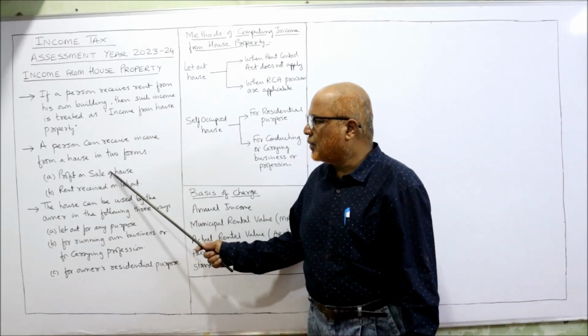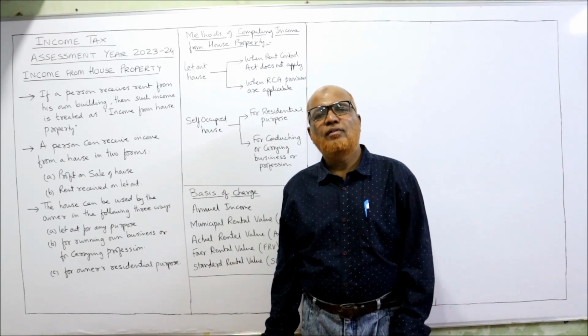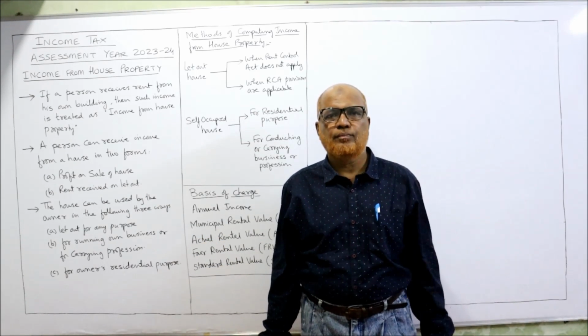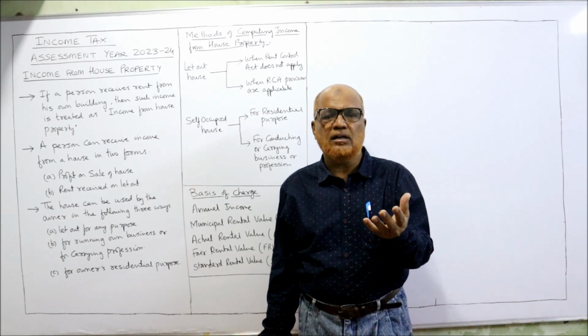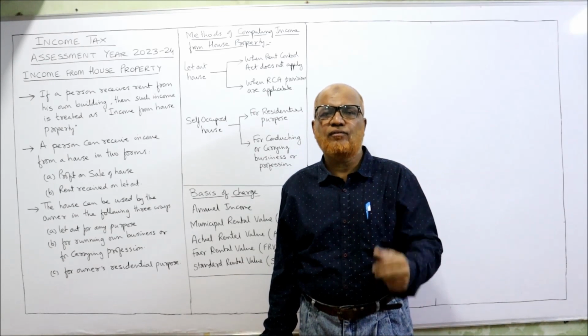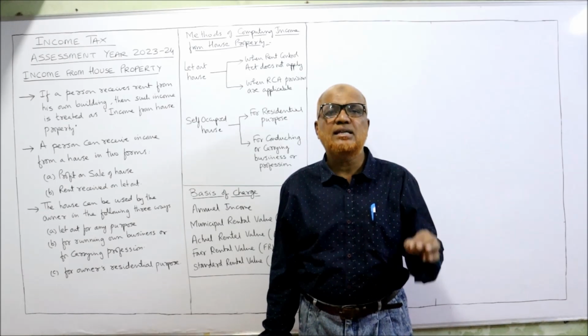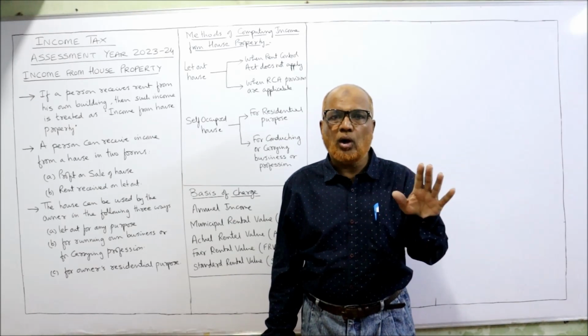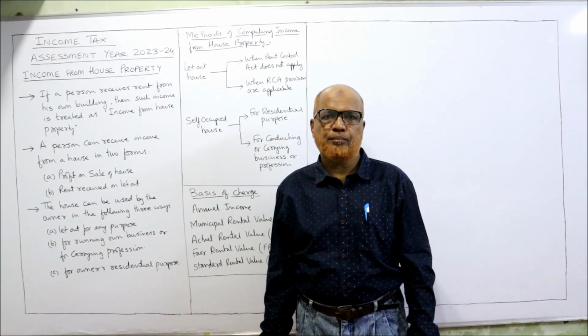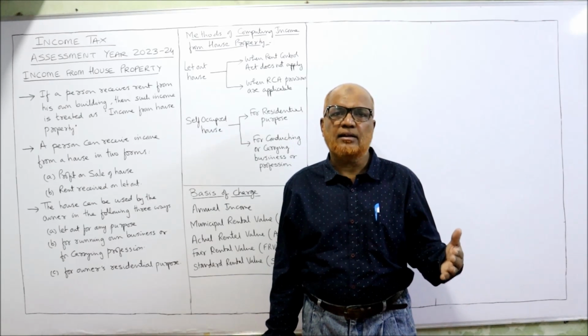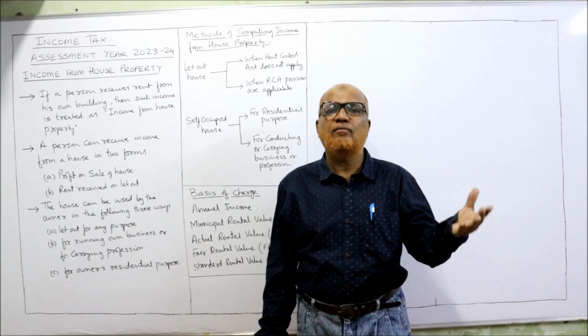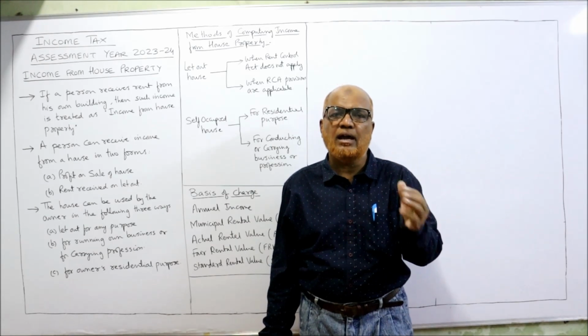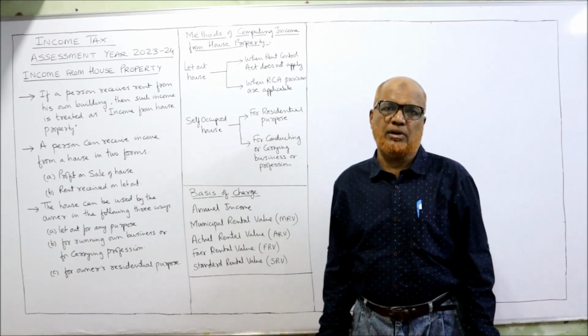First, from profit on sale of house. When a person sells the house and any profit is earned, that profit on sale of property will be treated as capital gain, not under income from house property. A separate head is there, capital gain. Under the head capital gain, we calculate how much is the income derived on the sale of property.